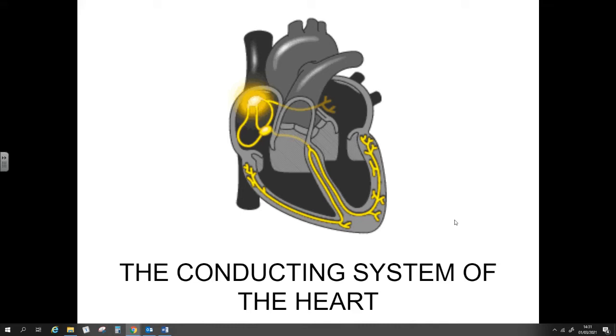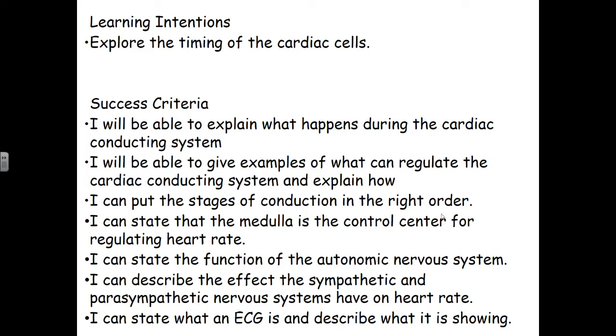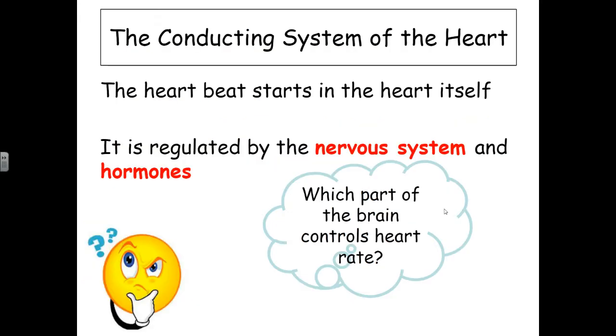In this video, we look at the conduction system of the heart. It's part of Unit 2, Key Area 6. We're going to explore the timing of cardiac cells and be able to explain things like the cardiac conduction system, what regulates this system, what keeps it in the right order, the role of the medulla in regulating the heart rate, the autonomic, sympathetic and parasympathetic systems, and how everything works antagonistically. We'll also be able to look at an ECG and describe what it shows.